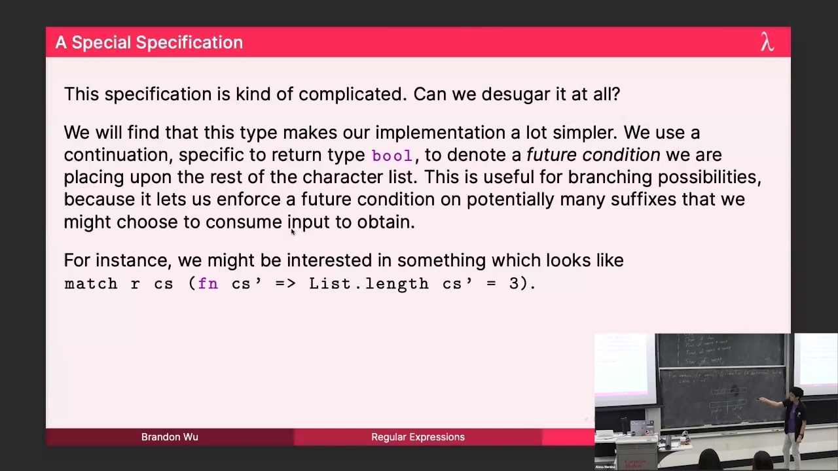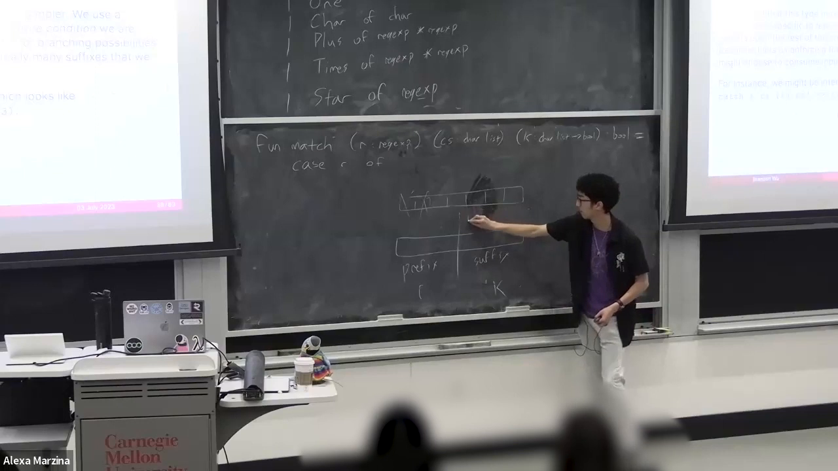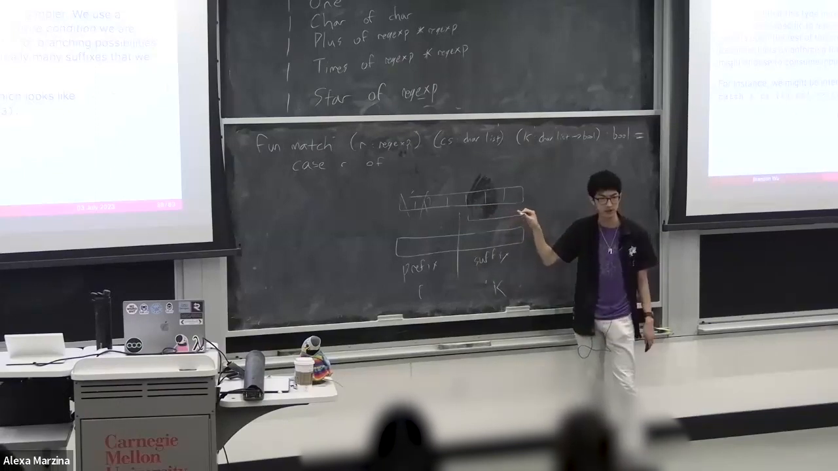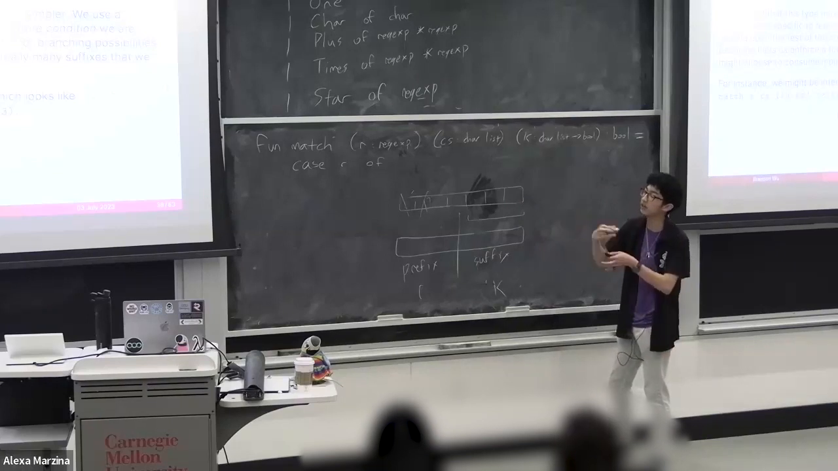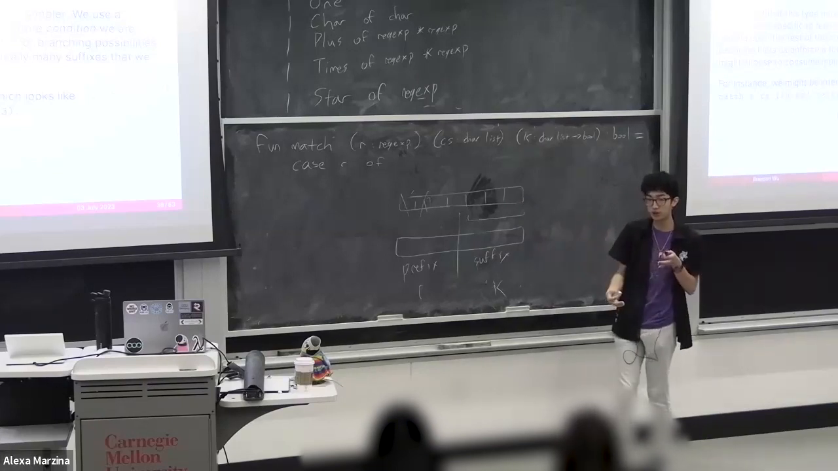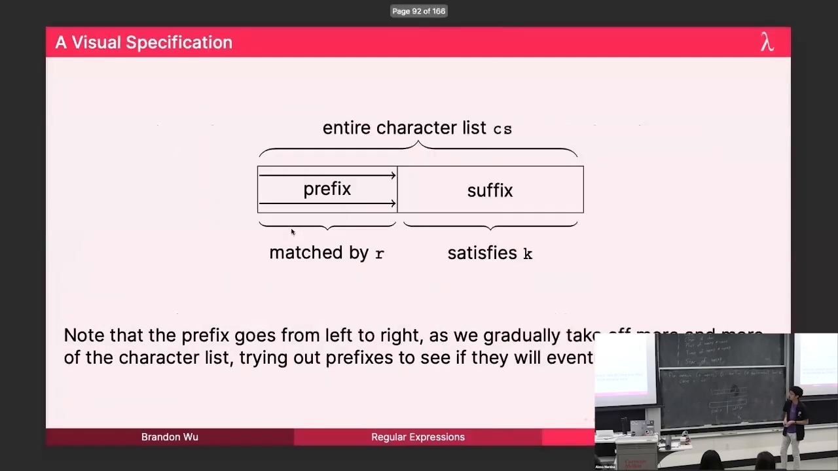So for instance, if I had match RCs and I had this lambda, which specifies that the length of this suffix must be 3, this means that I would enforce a condition that all possible suffixes you might choose, the only ones that succeed are the ones of length 3, okay? Which is precisely this suffix, actually. That is one way we might use this. It's kind of an idea of if I give a different continuation, I get slightly different behavior. And we're going to skip over that.